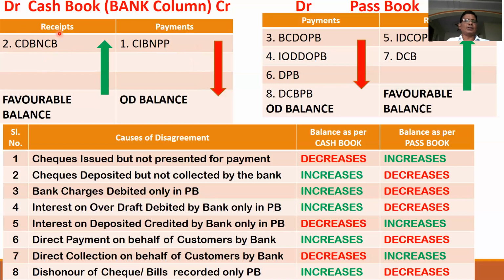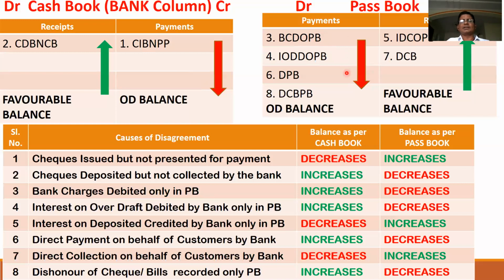Whenever we deposit checks in the bank, we debit our cash book bank column. Automatically the cash book increases, but the checks are not collected by the banker, so the passbook decreases. Next, bank charges are debited only in the passbook. Whatever is debited, the passbook balance decreases, but it is not entered in the cash book.